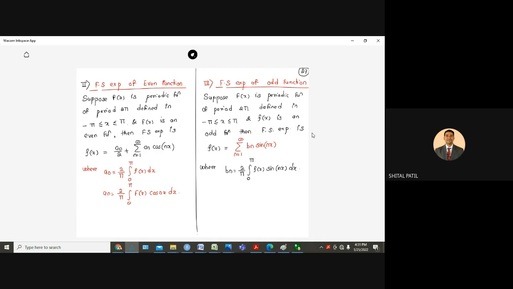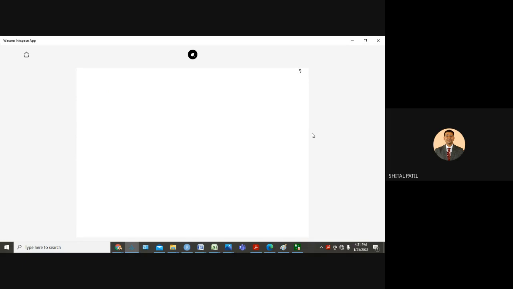Okay, no problem. We'll go through examples now. Let me change the page. So we have three formulas, formula number 1, 2, 3, corresponding to the general Fourier series expansion when the function is neither even nor odd, and when the function is even or odd. We know what the procedure is. Yes, we'll start with different examples.